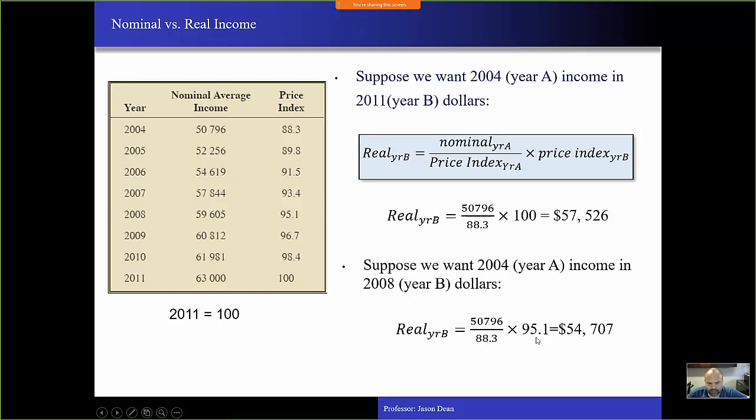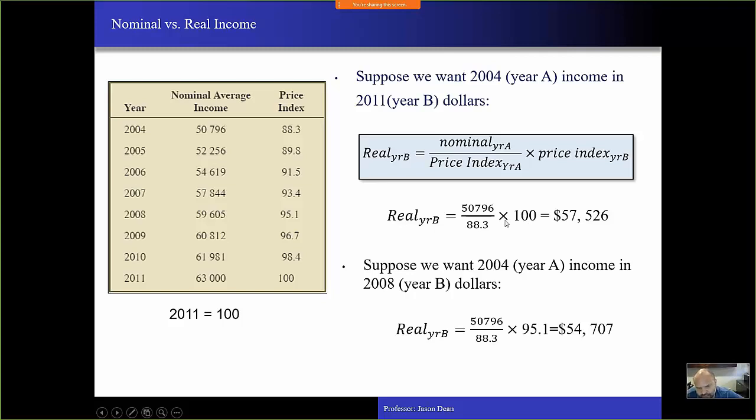And so we multiply that by 95.1, and we get 54,707. Yeah. So I guess your question, Lena, is it always going to be times 100? Yes, just follow the formula. Maybe it's good to do a couple of questions just to practice, and you'll see exactly how to do it. Just follow this formula, what I'm doing here, and yeah, always.